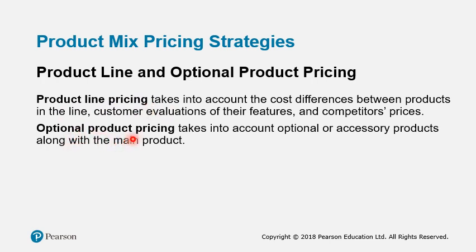Next is optional product pricing, which takes into account optional or accessory products along with the main product. If you add on these items, then you will have to pay an additional price, which is optional. If you don't want them, then it will not be that expensive, or there will be no added price that you have to pay.